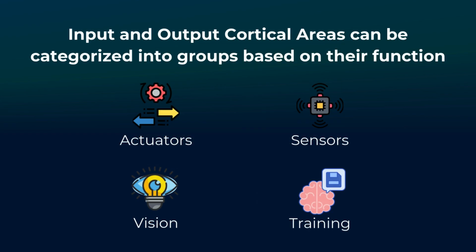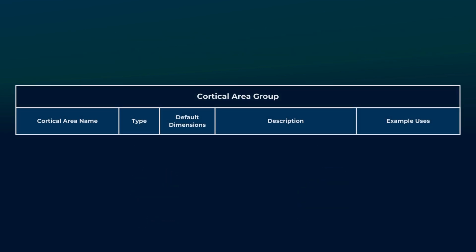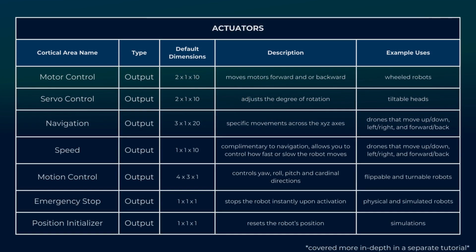We can categorize input and output cortical areas into multiple groups based on their modalities such as actuators, vision, sensors, and training. To make things simple, we will list the cortical area group by name, type, meaning input versus output, its default dimensions, a short description, and examples of the way it can be utilized. Actuators are responsible for converting energy into movement.